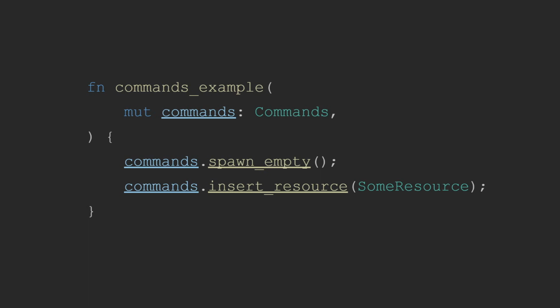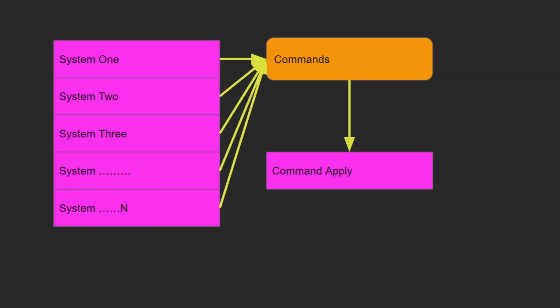So you're probably wondering at this point, what is a command? And the short answer is, it's delayed mutable access to a world. All systems add their commands to the commands queue, and then the commands are applied to the world at the end of the stage. Now I understand this doesn't sound very impressive, but that's where the long answer's for.